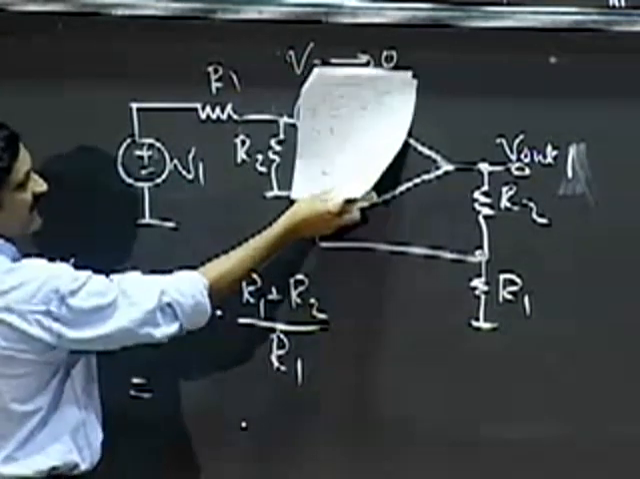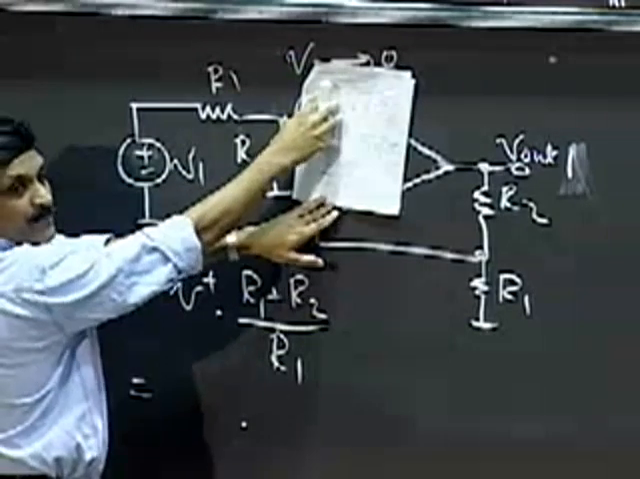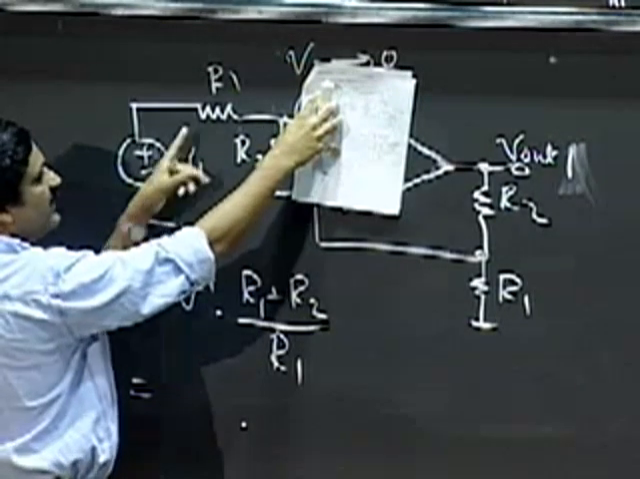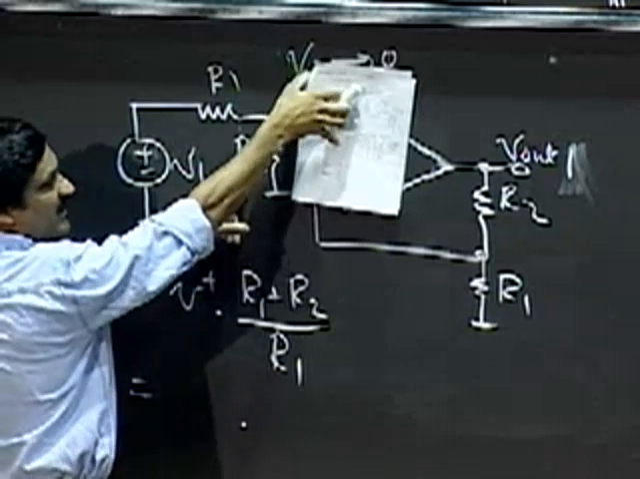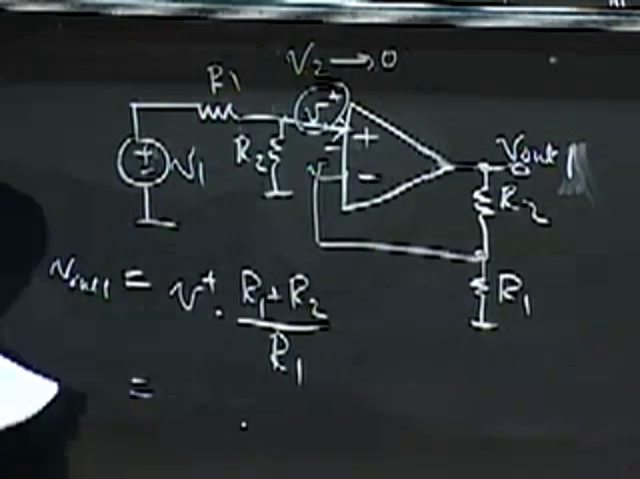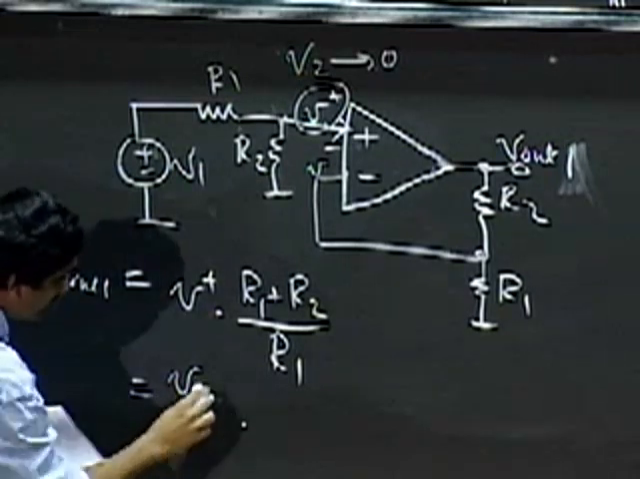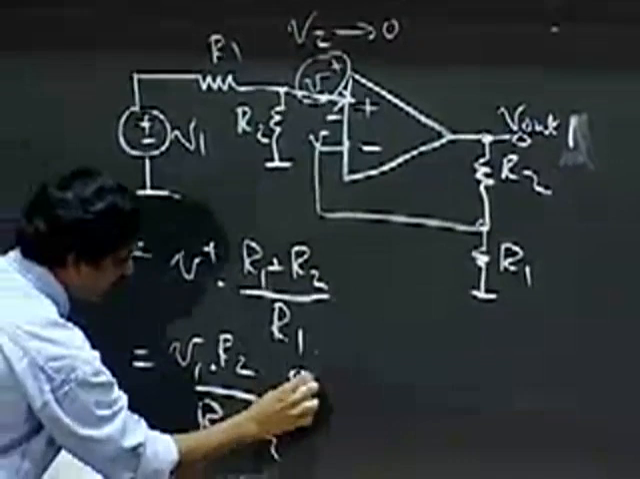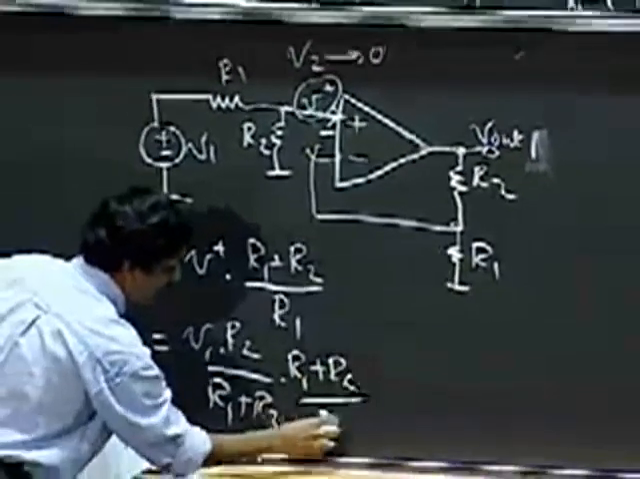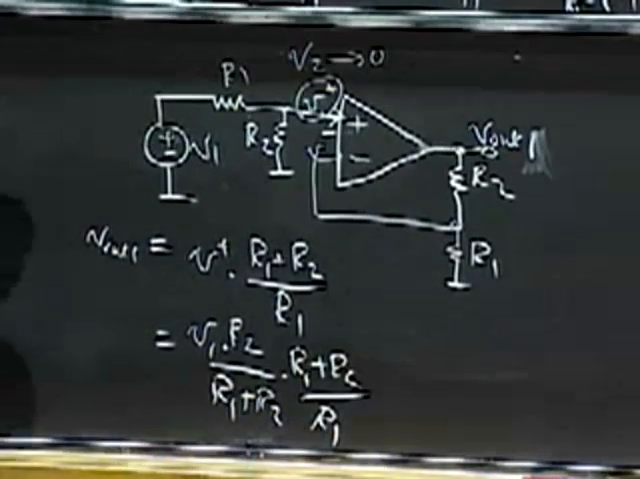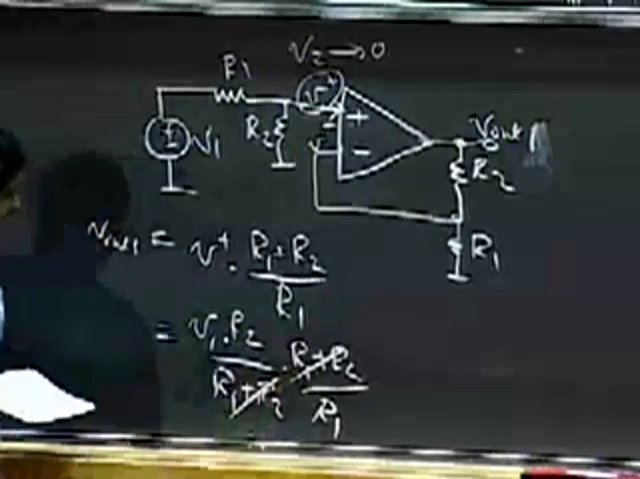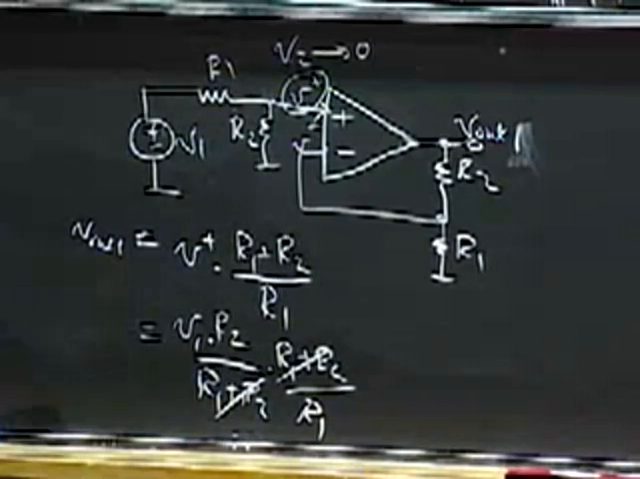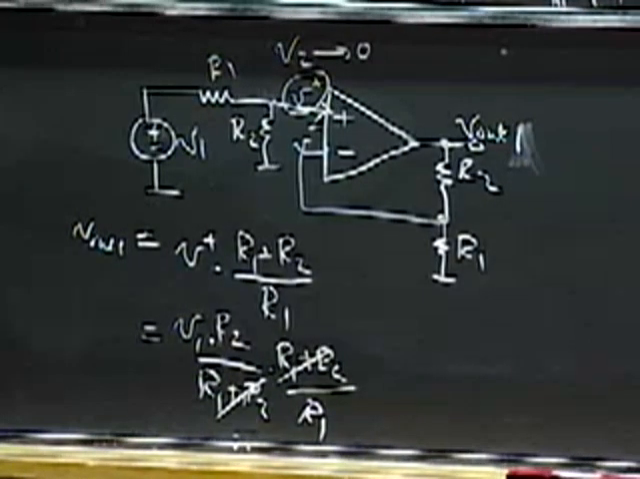So it's as if the element simply does not exist. The voltage here is simply V1 divided by R1 plus R2 multiplied by R2, our voltage divider pattern. So I get V1 times R2 divided by R1 plus R2, times R1 plus R2 divided by R1. Okay? So these two cancel out, which gives me V out 1 is simply V1 R2 divided by R1.